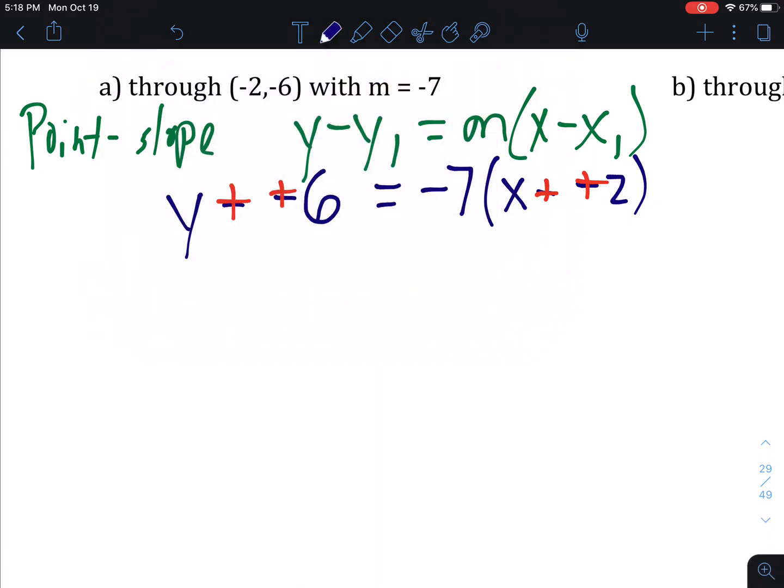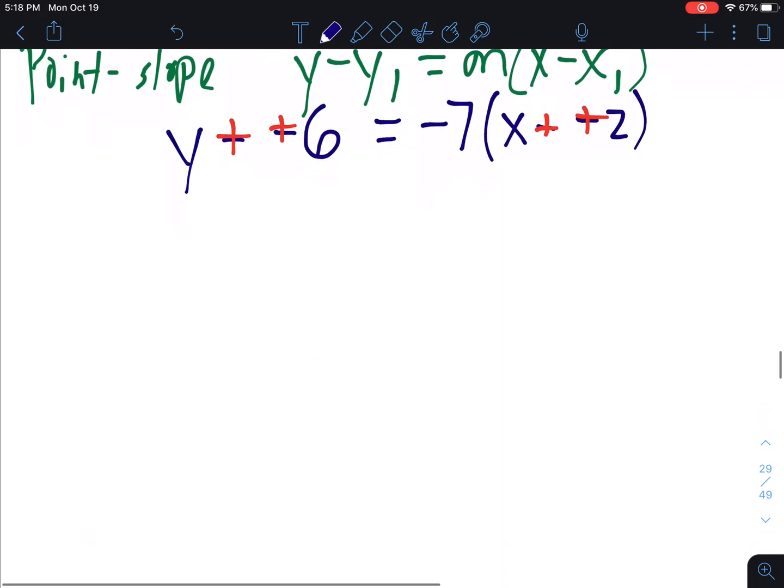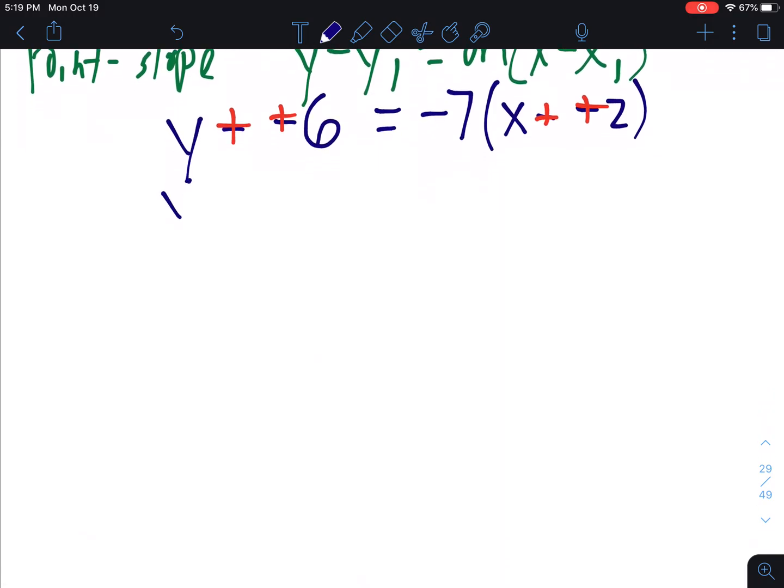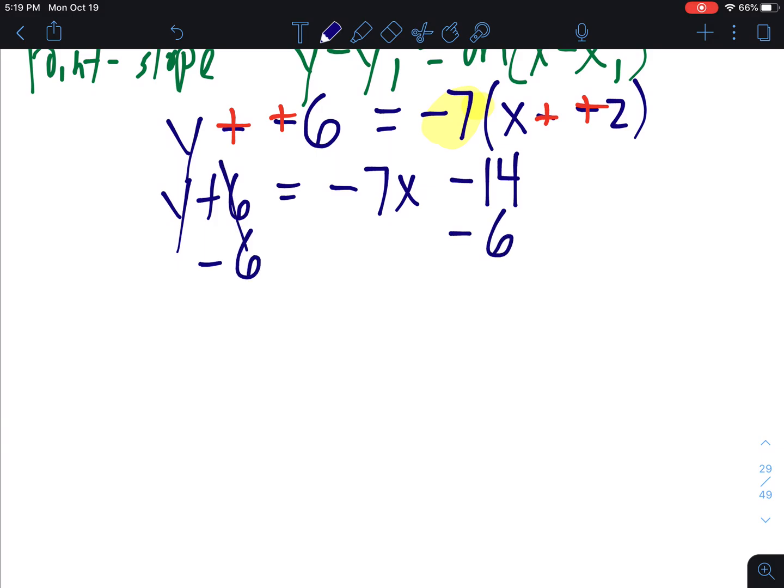Okay, so now I've got to start converting this to standard form. I'm going to distribute the -7. Distribute means multiply on the right, -7 times x, and -7 times 2. Remember, we're multiplying here. Okay, so now we are going to convert over. We can actually convert this really easily to slope-intercept form, get y by itself. We can subtract 6.